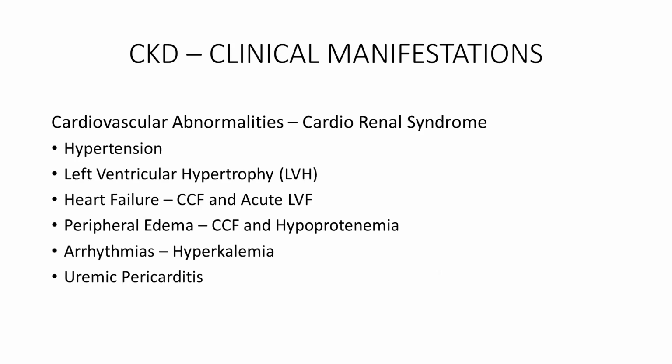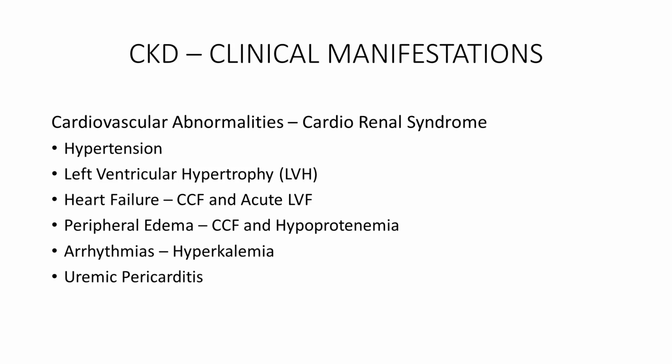Now, the cardiovascular abnormalities are commonly known as cardiorenal syndrome. Most of these patients are hypertensive, and hypertension leads to left ventricular hypertrophy, ultimately leading to heart failure, congestive cardiac failure, or they may present with acute left ventricular failure, especially those patients who are oliguric and anuric, and if they have taken a large amount of fluids, they can present with heart failure and acute left ventricular failure.